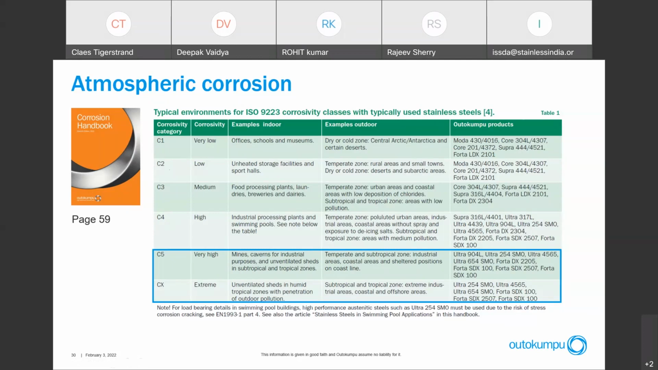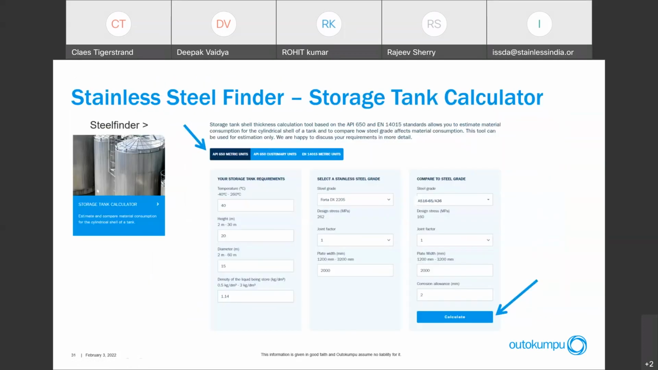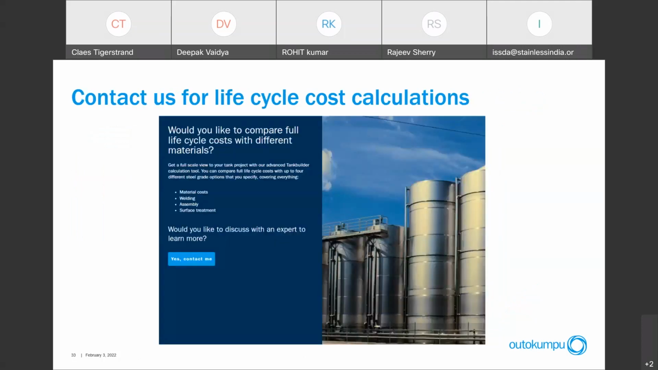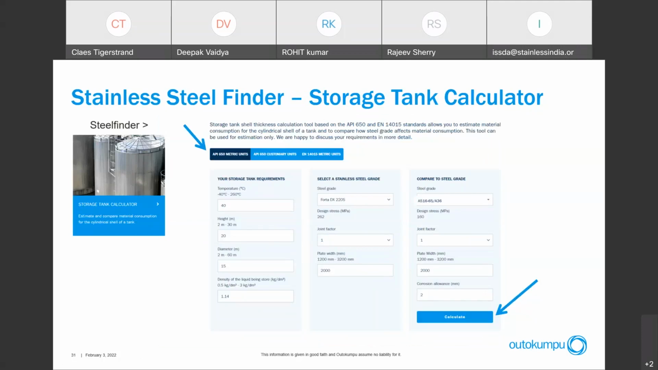this environment. If we then continue talking about the strength and the possibility to utilize higher strengths to reduce the material consumption, there we have what's called a storage tank calculator. If you tap that, you can select different design standards for storage tanks. We have the American standard, which I think is more used in India, sorry, that is the API 650. Let's use that. The European counterpart 14015 as well.